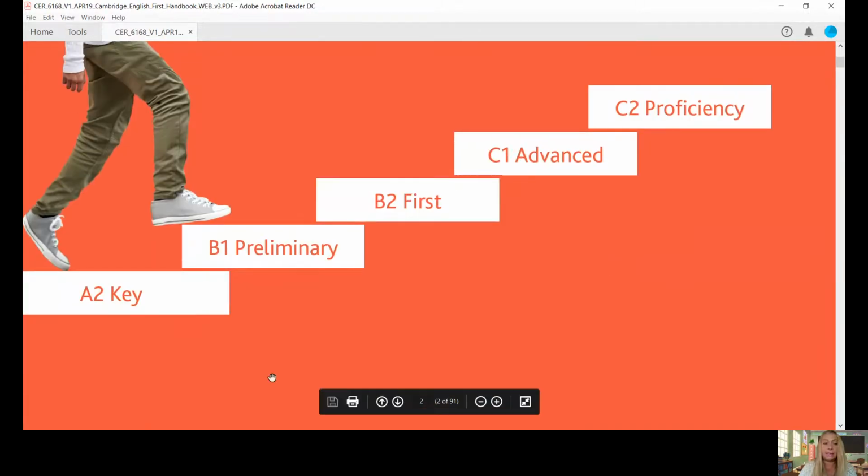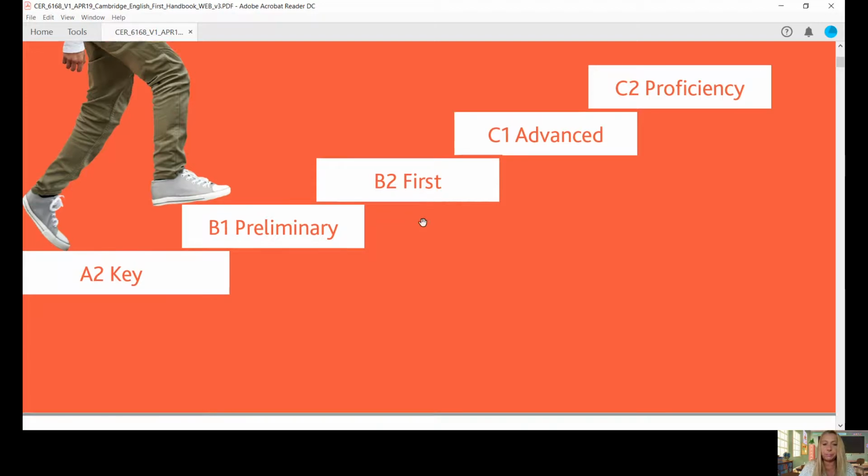The introduction has the various levels that you can see here for each Cambridge level. A2 is the first level, and that's Key English Test. When we step up to B1, preliminary, and then we get to B2, which is first, which is the one we're looking at today. And the step after is advanced, which is C1, and proficiency is the top, which is C2. So on the step up from B1, we are now stepping up to B2.